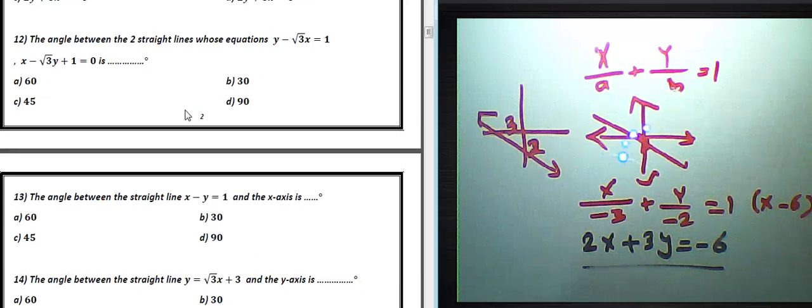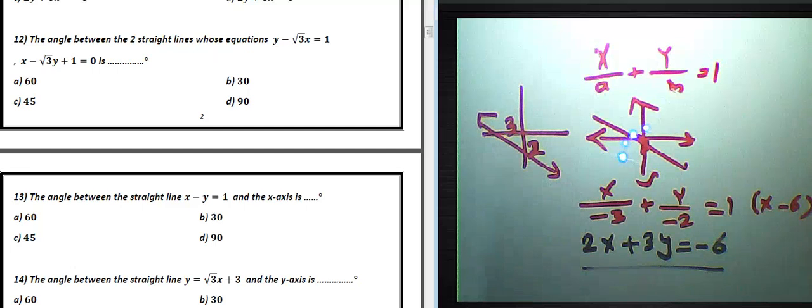Question number 12. The angle between two straight lines whose equations are y minus root 3 x equals 1 and x minus root 3 y plus 1 equals 0 equals what? We can find it by using the rule tan theta equals the absolute value of m1 minus m2 over 1 plus m1 multiplication m2, because he asked about the acute angle between two straight lines.